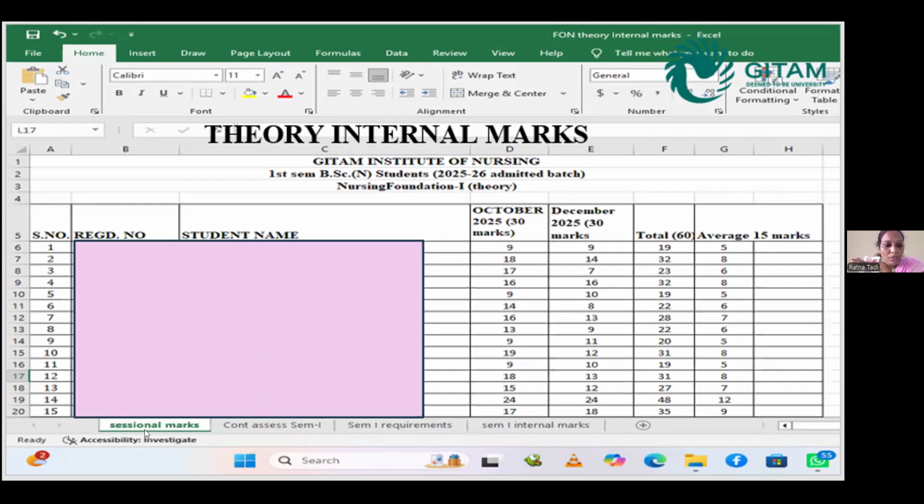Now you can see in that Excel sheet I had kept so many sheets, because I don't want to struggle with finding my things. I want the theory marks to be found in one particular Excel sheet. Here I kept everything, but I also kept slides here, so I'm changing it. So I got 15 marks average from the sessional exams.